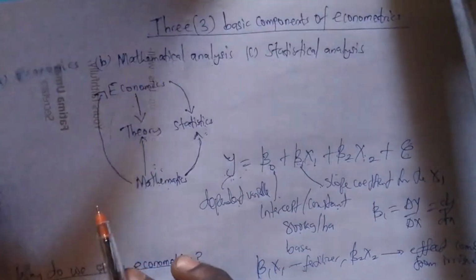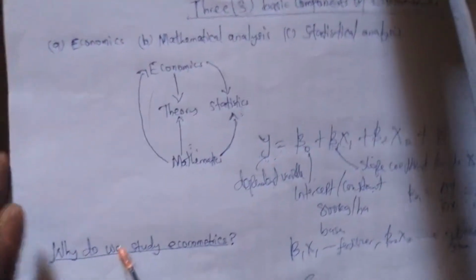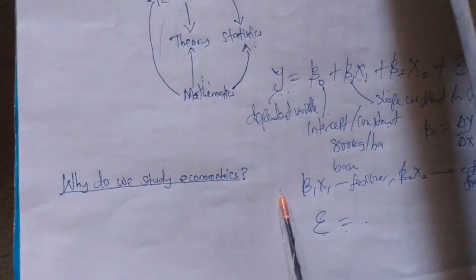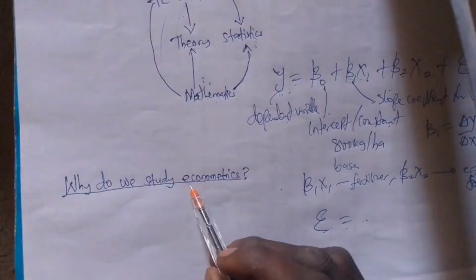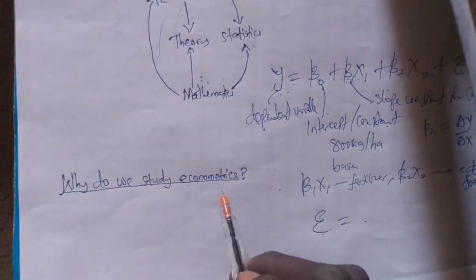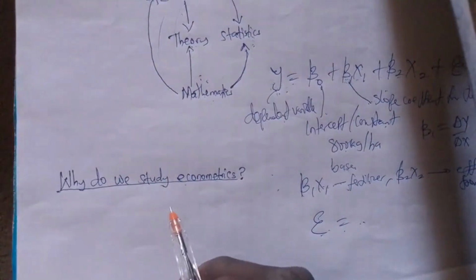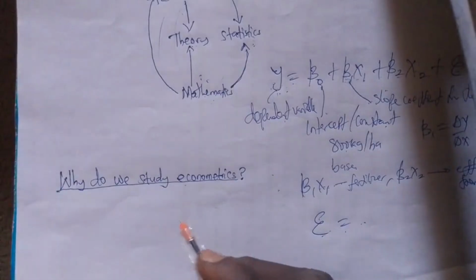Now, the last part of this video is the reason why we study econometrics. Why do we study econometrics? Among the reasons why we study econometrics is, one, to make better policy decisions.